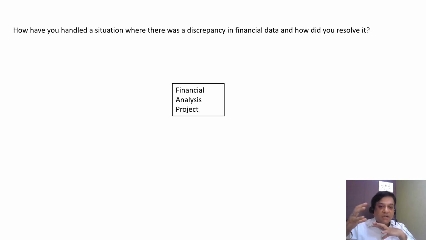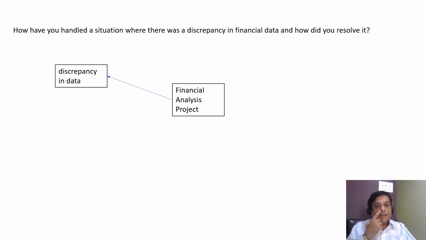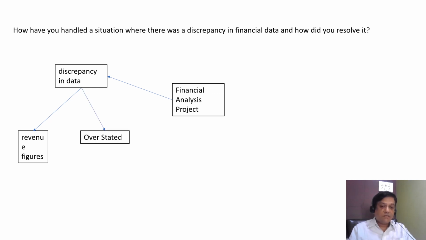So there was one financial analysis project for a company, in which we used to gather the data. And once we were in the data gathering process, we discovered that there was a discrepancy in the data. The discrepancy involved the revenue figures, which were overstated. Now, the figures being overstated is a very big discrepancy. So how we resolved this is very important.